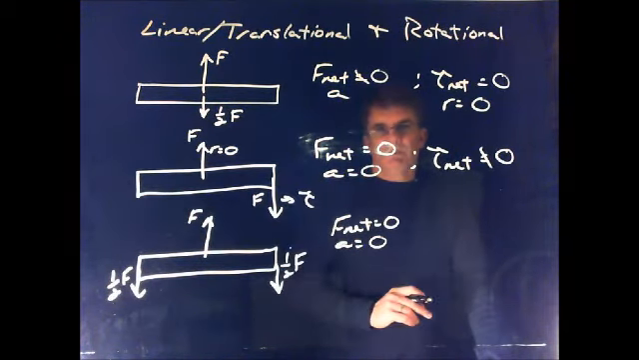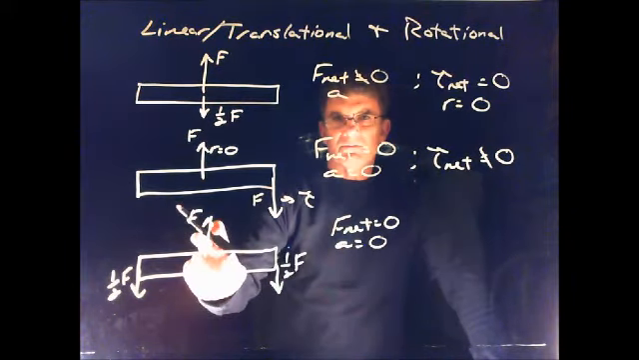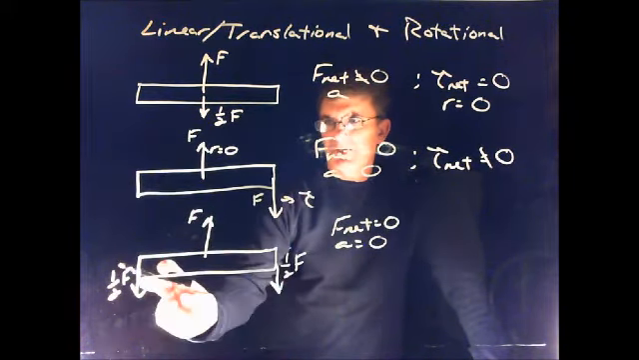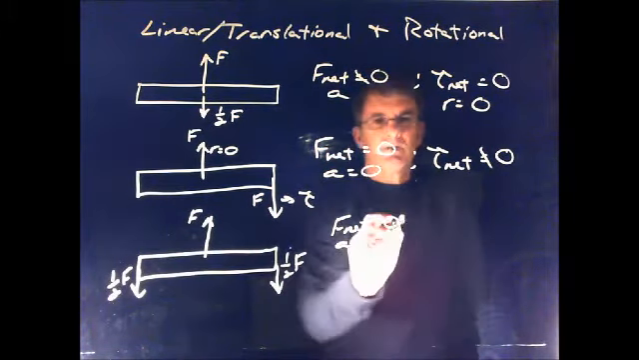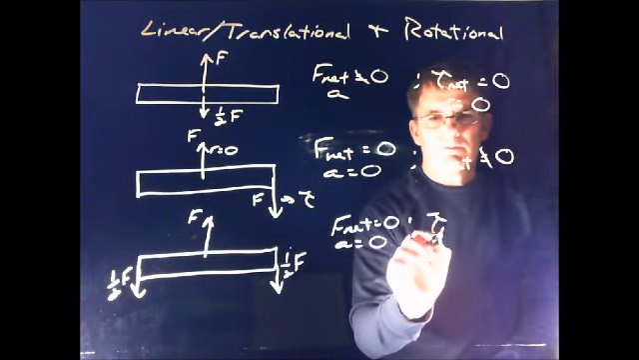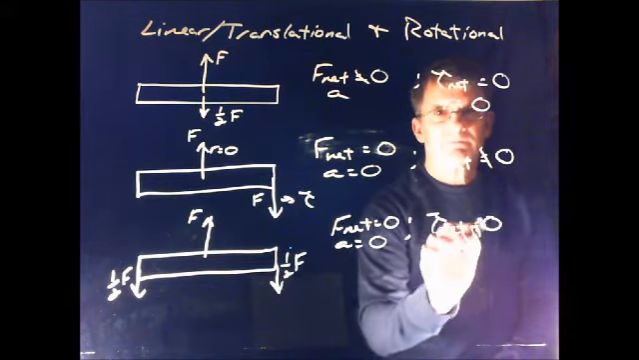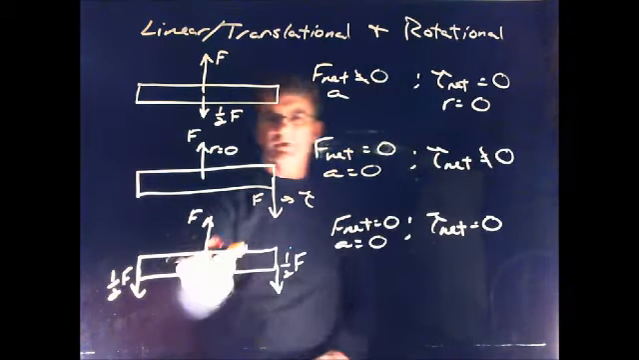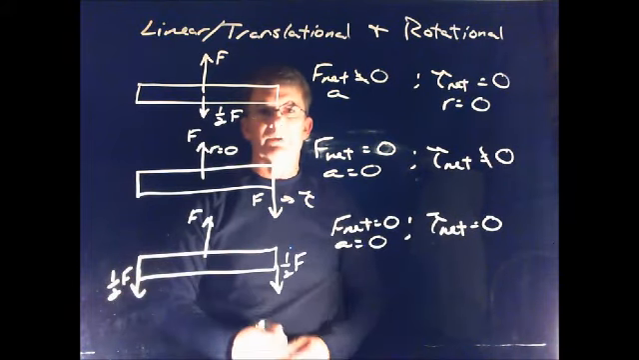All my torques are balanced. This does not give me a torque. This gives me a negative torque that results in a positive torque. So my net torque is 0. I'm in equilibrium. It is not going to move. It's just going to stay that way.